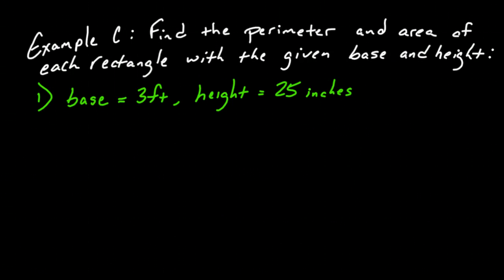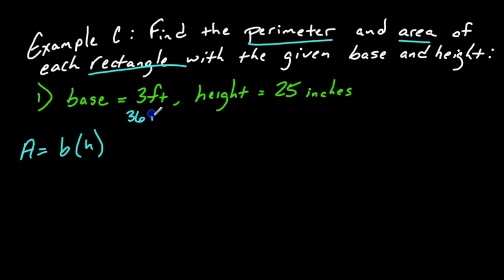Okay, go on to a little different here. Let's find the perimeter and area of each rectangle, given base and height. All right, so we've got base of 3 feet, height of 25 inches. Area equals base times height. Now, if we did 3 times 25, we would get 75 something. We don't know what it would be, so we got to convert these so that they have the same units.